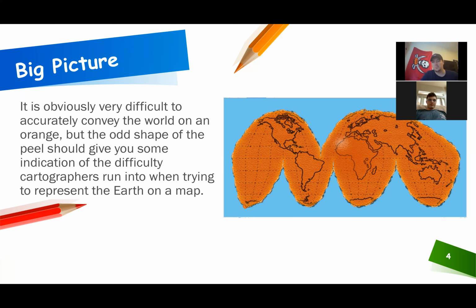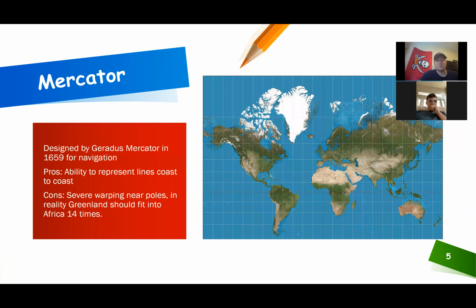So now to go into some of the very common projections and the pros and cons of those. First up, we have the Mercator. This projection was developed by Gerardus Mercator back in 1569 for navigational purposes. Its ability to represent lines of constant course from coast to coast made it the perfect map for sailing the seas. Its popularity was so great that it became used as a geographic teaching aid, even though the projection grossly distorts country sizes. If you compare Africa and Greenland, for example, they appear to be the same size here, right? Well, in fact, Greenland should be able to fit into Africa 14 times.